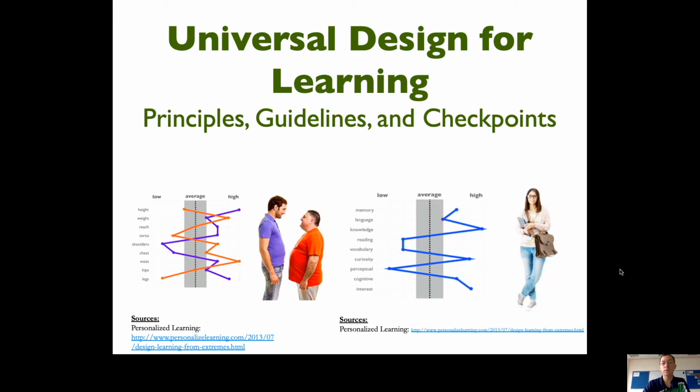And the idea with universal design for learning is to plan with this diversity in mind, knowing that no one exists there in the middle, certainly not any individual, let alone an actual class. So using the principles, guidelines, and checkpoints of universal design for learning, we want to make sure that we are designing and delivering lessons and assessing students in a way that takes into account this diversity that we know exists.